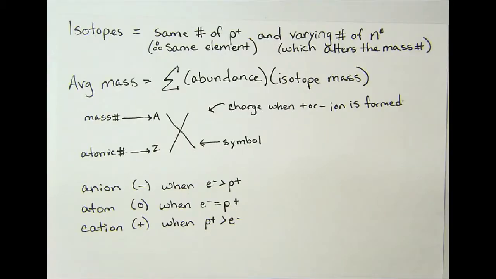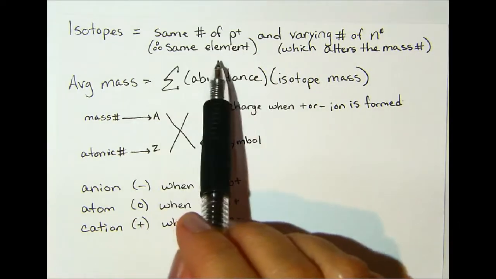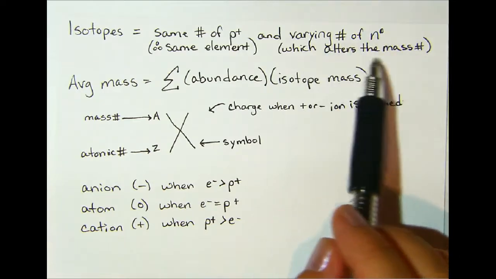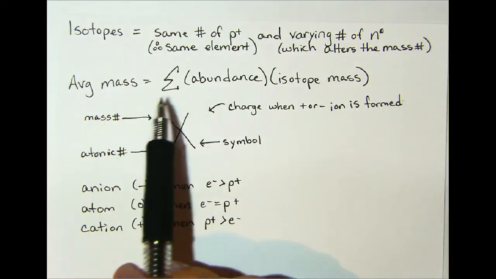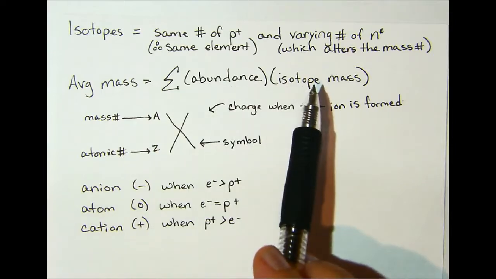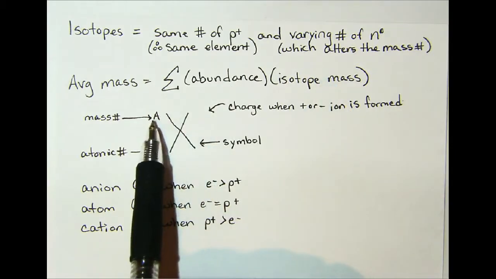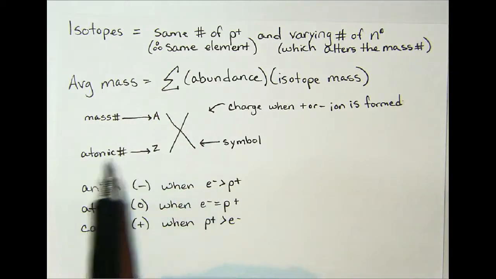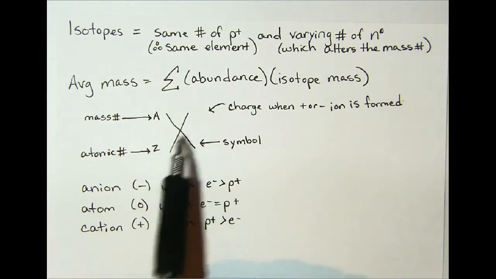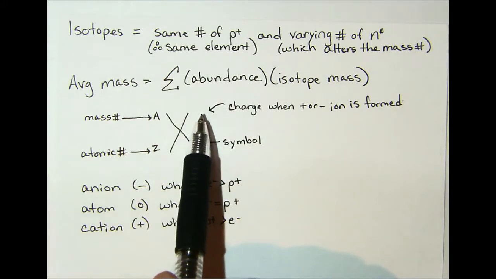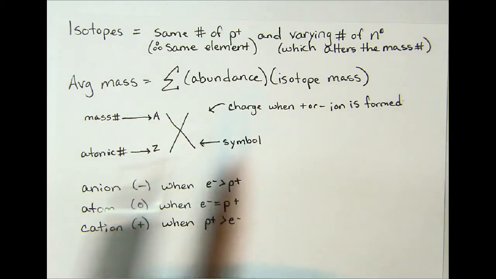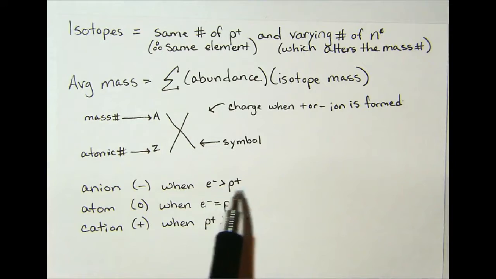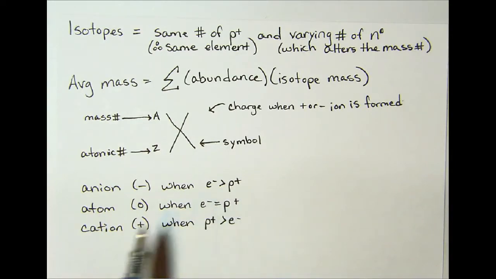Here's our note card for this section. You can pause the video to copy it. Isotopes have the same number of protons, which means they're the same element, but they have a varying number of neutrons, which is going to alter the mass number. The average mass is equal to the sum of the abundance times the isotope's mass. The symbol is going to have the mass number at the top left, which is protons plus neutrons, the atomic number at the bottom left, which is just the number of protons, the symbol, and then at the top right corner, if there is a positive or negative charge for the ion, it would be in this location. If you have an anion, electrons are greater than protons; neutral atom, they are equal; and a positive cation means you have protons greater than electrons.